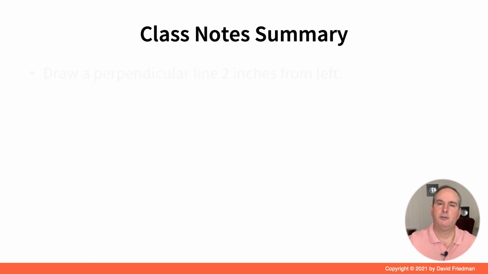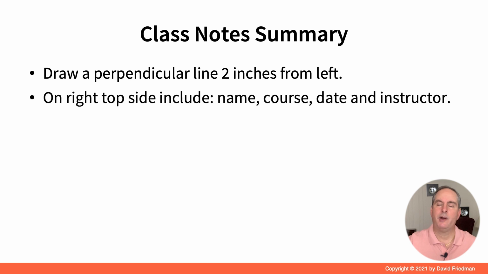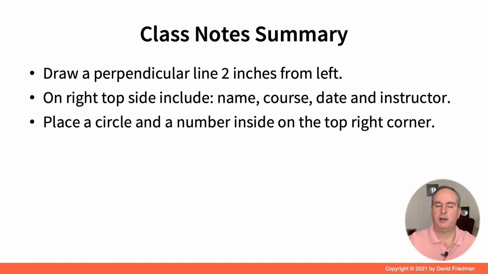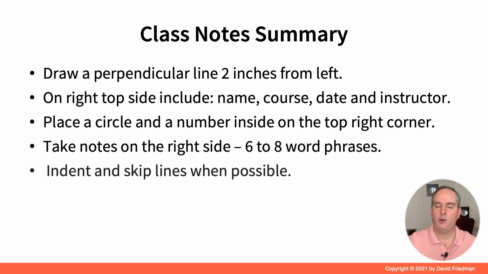Okay, so now we're going to summarize the Friedman method using class notes. What you want to do is draw a line 2 inches from the left-hand edge of a sheet of paper. Then on the right top side, you want to include the name, the course, the date, and the instructor. And of course, you want to put a circle and a number inside of it on the top right corner. And you want to take notes on the right side. Try to use 6 to 8 word phrases. And then you want to indent and skip lines when possible.